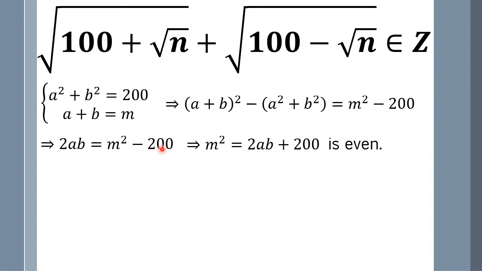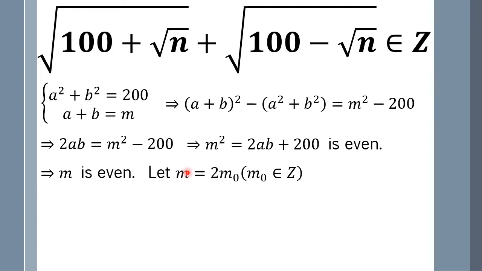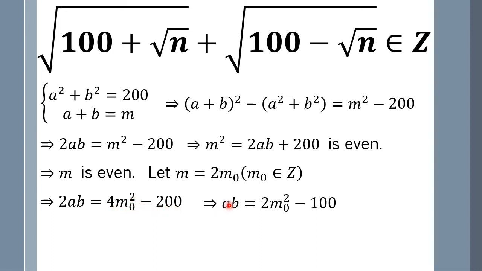From here, that means m squared equals 2ab plus 200, which is an even number. That means m is an even number. So we do another substitution here by letting m be 2m0. Here m0 is also an integer. And we put 2m0 into the above equation, and we get 2ab equals 4m0 squared minus 200, which means ab equals 2m0 squared minus 100.